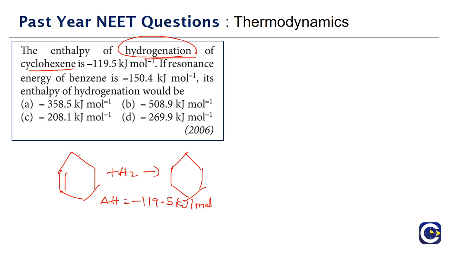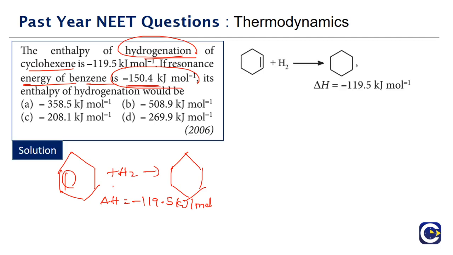So if you look at it, the difference between cyclohexene and cyclohexane is that hydrogen is getting added to one double bond. Now what we have to check is, if the resonance energy of benzene is 150.4 kilojoule per mole, they're asking what is the enthalpy of hydrogenation of benzene.